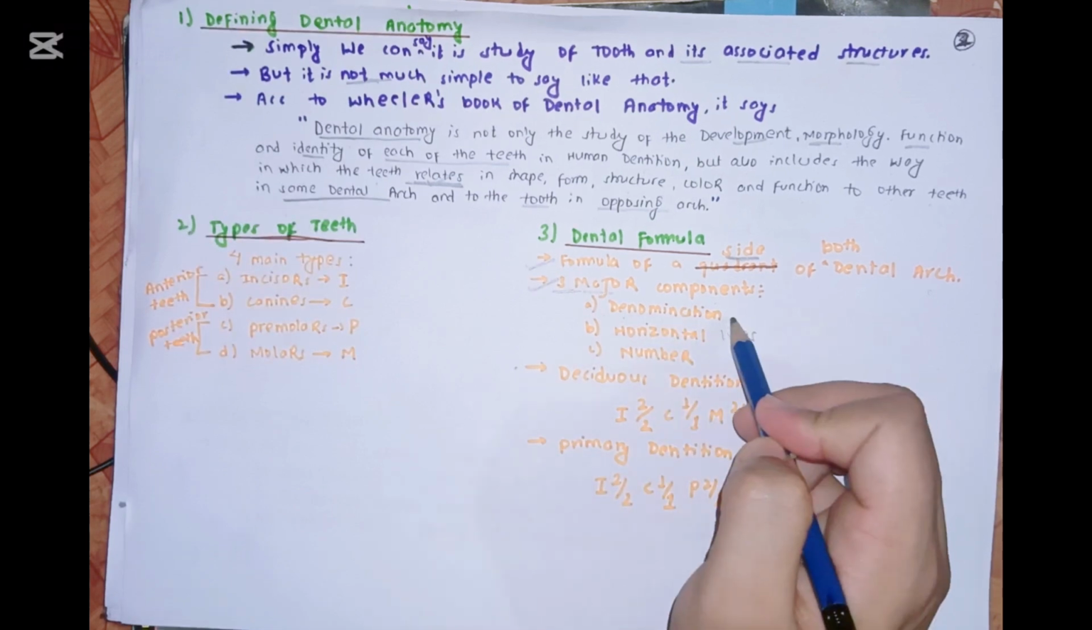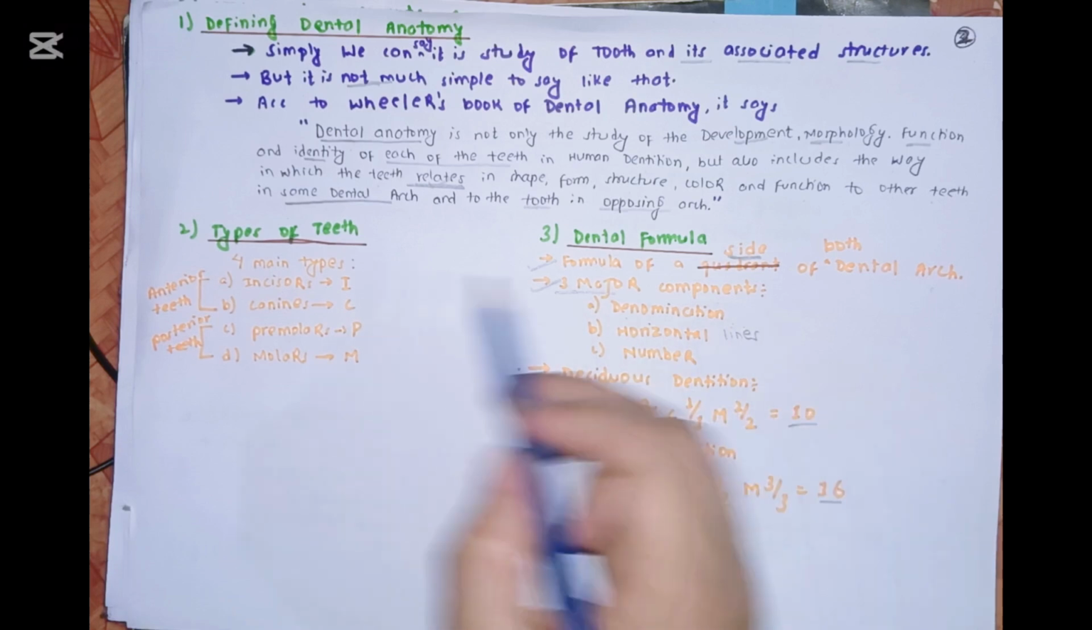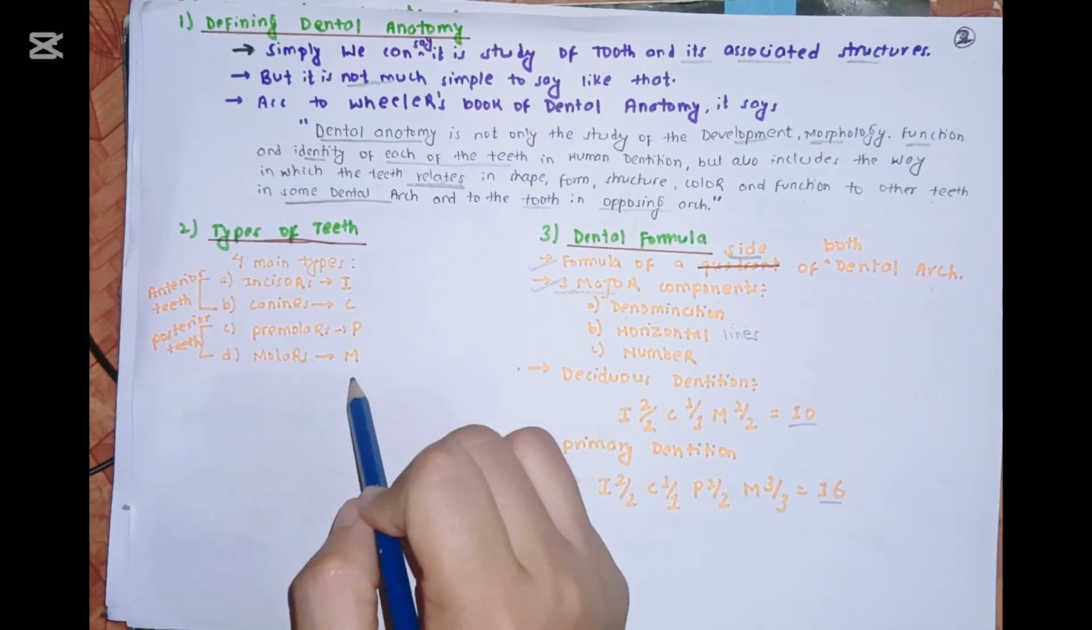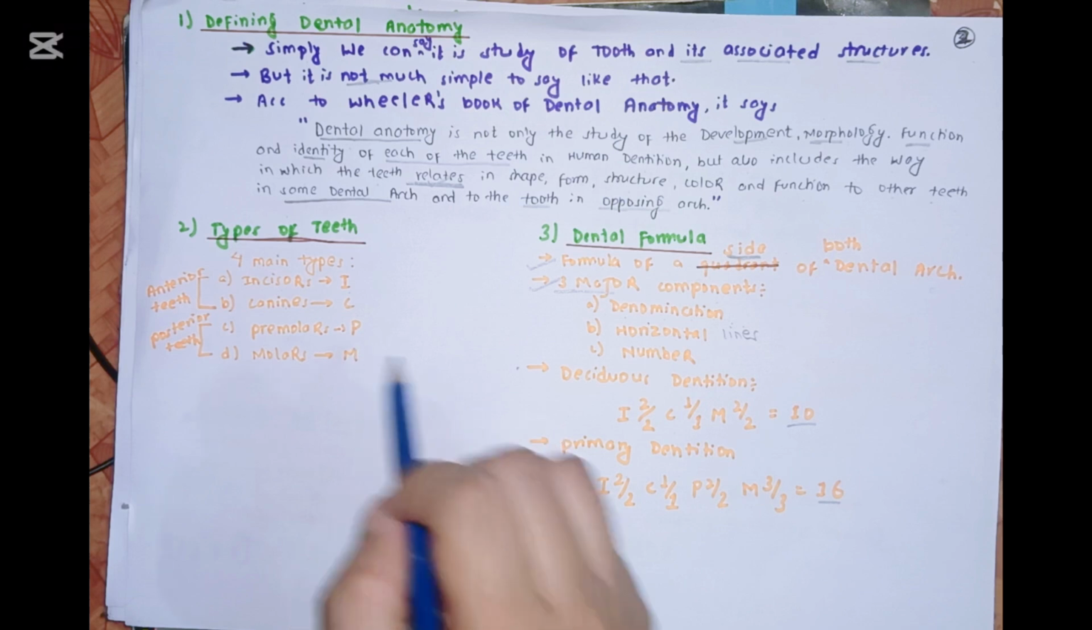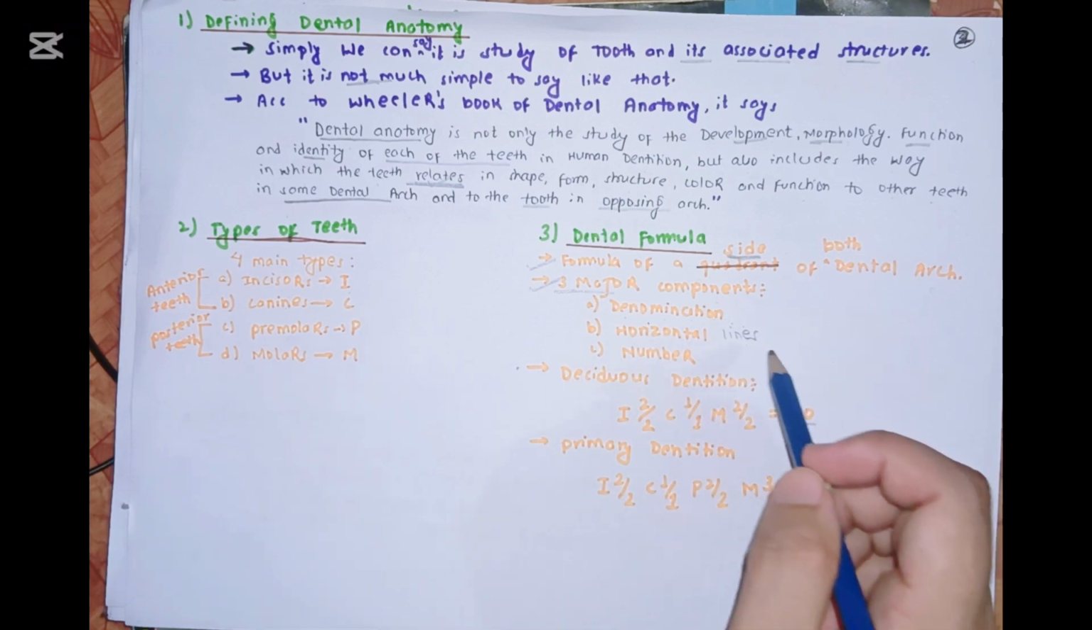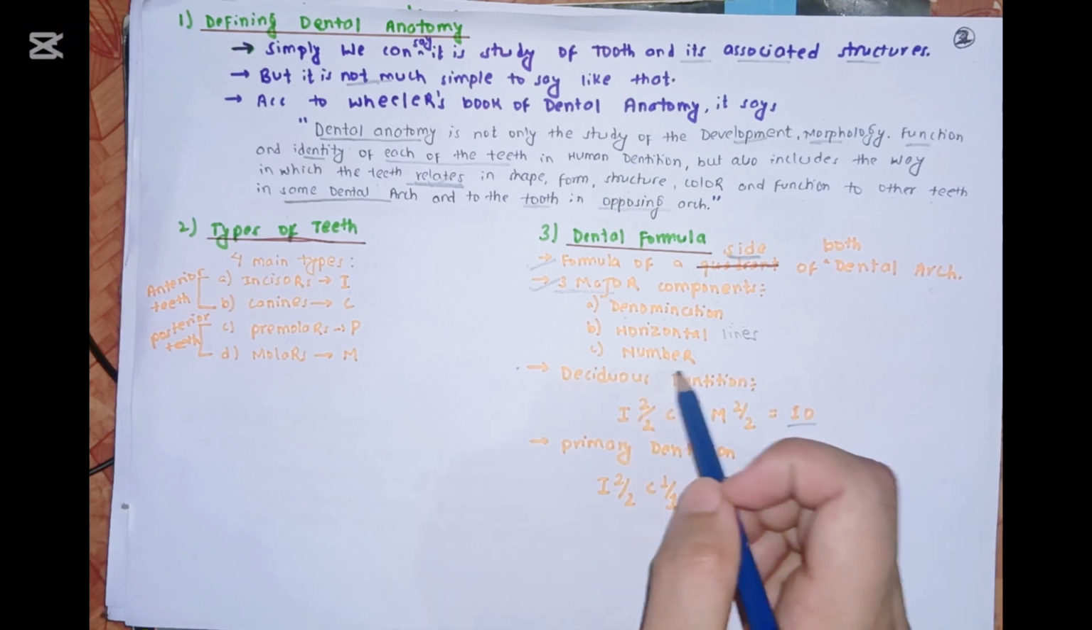denomination, which means designating the teeth, as we designate incisor as I, canines as C, molars as M, and premolars as P. Similarly, a horizontal line to separate the maxillary and mandibular arches, and the number for the tooth count.